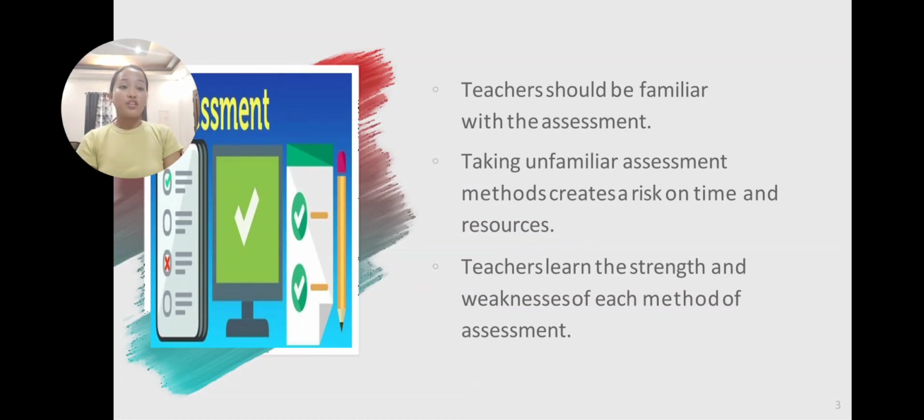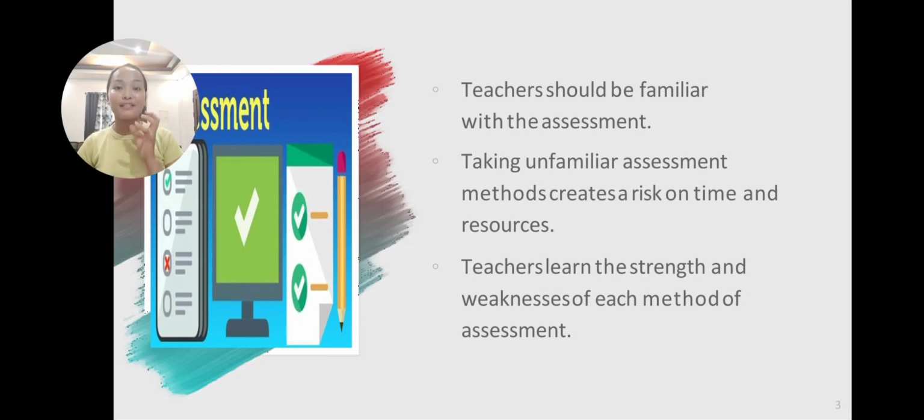So teachers should be familiar with assessment, because using unfamiliar assessment methods creates a risk on time and resources. So, all your resources will be wasted if you do not know what kind of assessment is effective or ineffective. So, as a teacher, you should be familiar with your assessment.